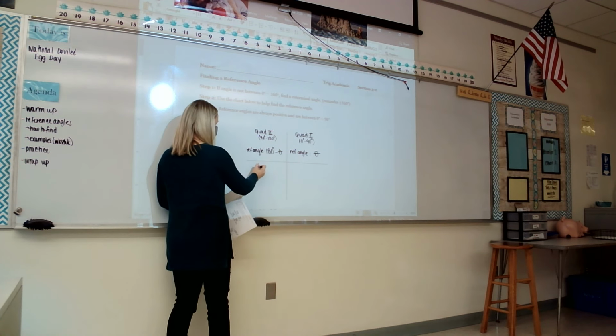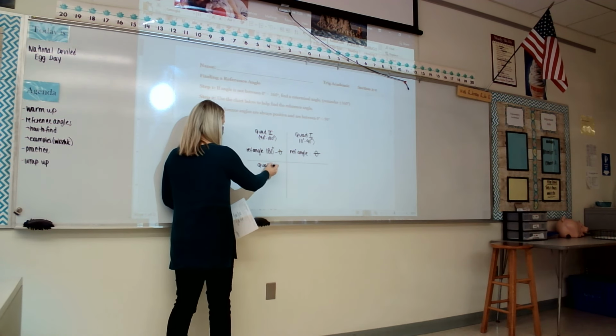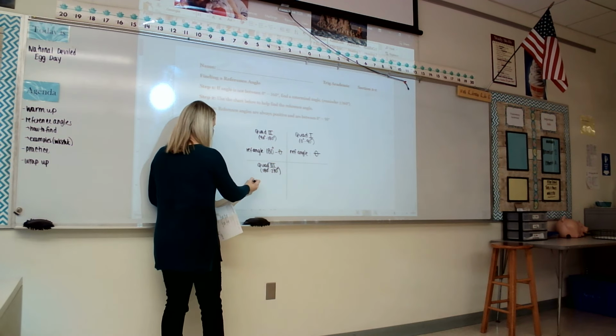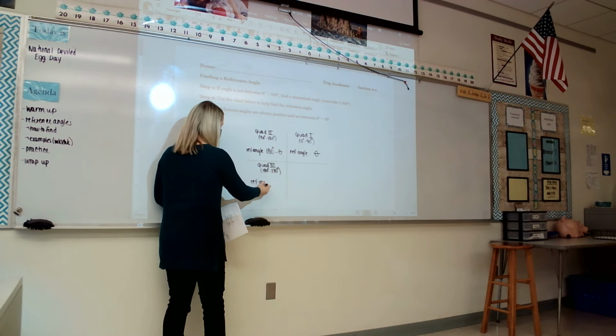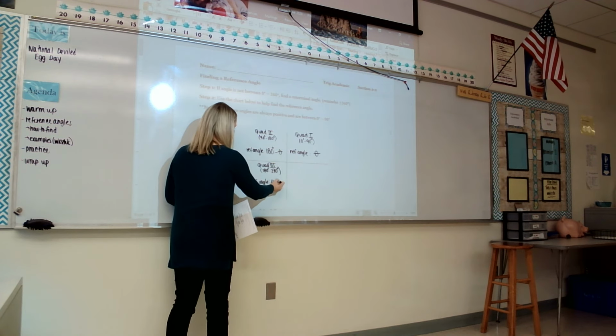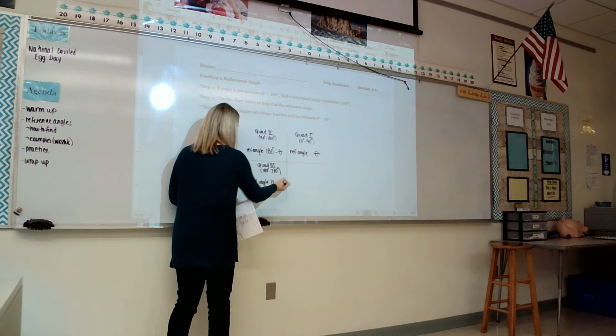Then we got quadrant 3. That's anything between 180 and 270. So to find a reference angle, which we want to be between 0 and 90, that's going to be theta minus 180. So you can see it's kind of the same idea, it just flips.